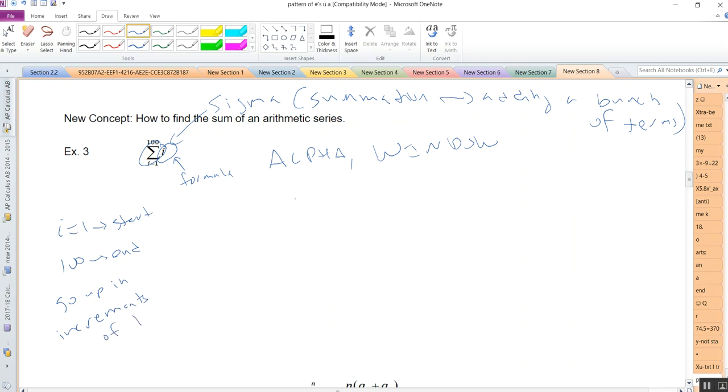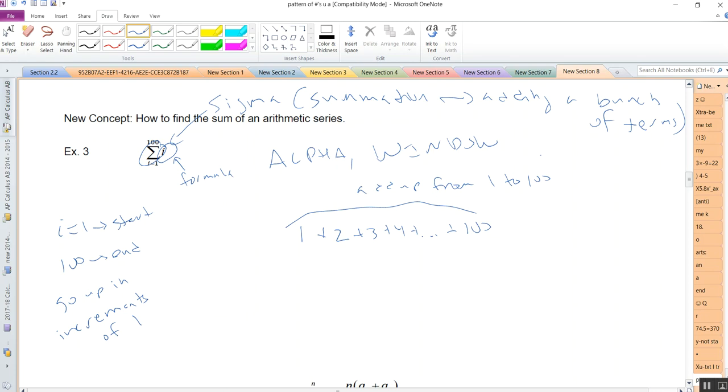So, for example, if I plug 1 into I, I get 1. If I plug 2 into I, I get 2. Plug in 3, I get 3. Plug in 4, I get 4. Until you plug in the last number, you get 100. So what this is asking you to do is add up from 1 to 100. Now you could do that manually, which would be insane.